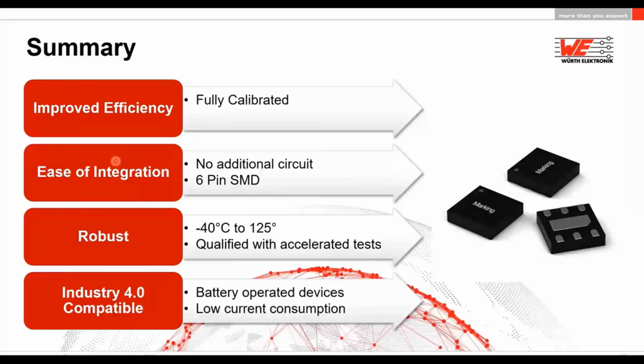In the last slide, I would like to summarize what we have discussed. What we offer is improved efficiency, because the sensor is fully calibrated. You don't have to calibrate it as per your application. Ease of integration: you don't need any peripheral circuits or analog circuits. You can directly place the sensor and design it into your PCB. The sensor is robust in operation. It is qualified with different accelerated tests. And as mentioned, it is Industry 4.0 compatible.